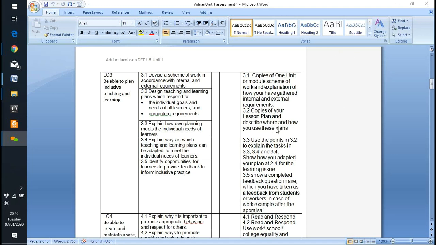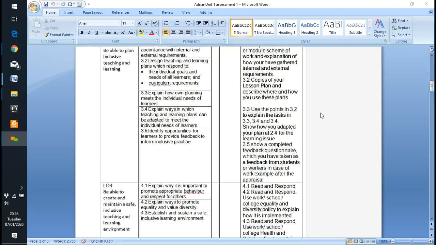Again, copies of your lesson plans describe where and how you use them. Again, a quick explanation of how that planning is meeting the needs of your learners with regard to what you found earlier.